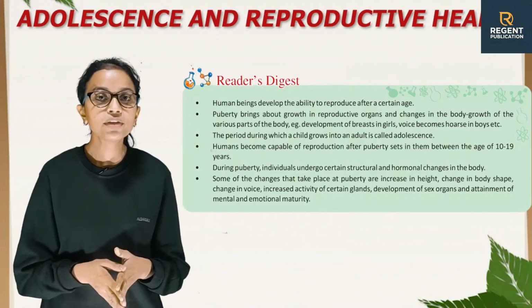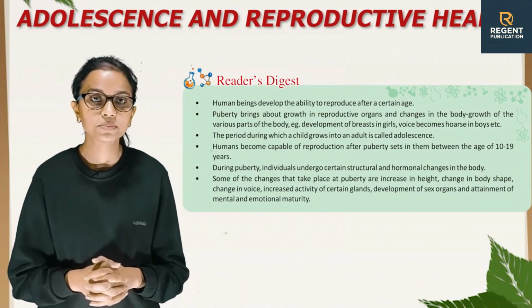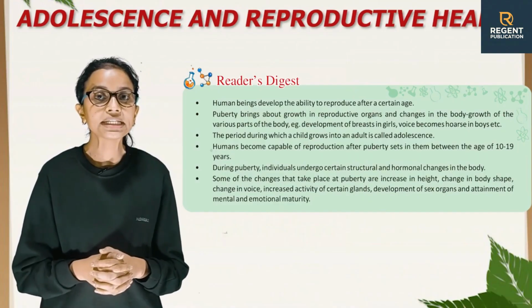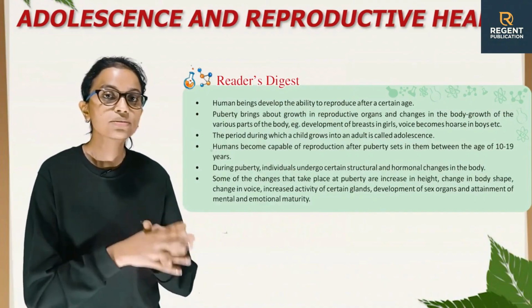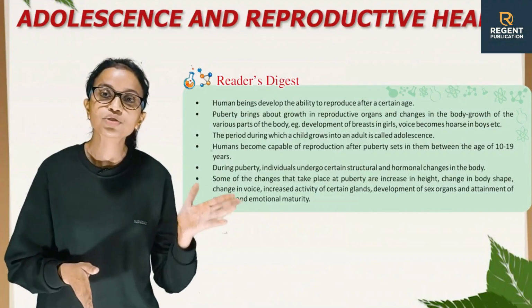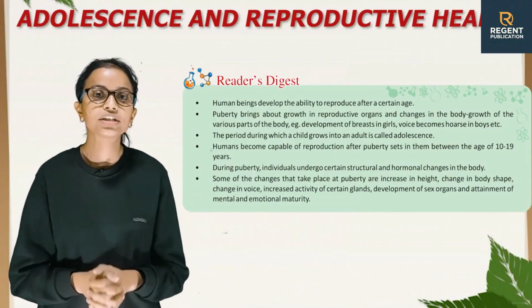During puberty, individuals undergo certain structural and hormonal changes in the body. Some of the changes that take place at puberty are increase in height, change in body shape, change in voice, increased activity of certain glands, development of sex organs, and attainment of mental and emotional maturity.